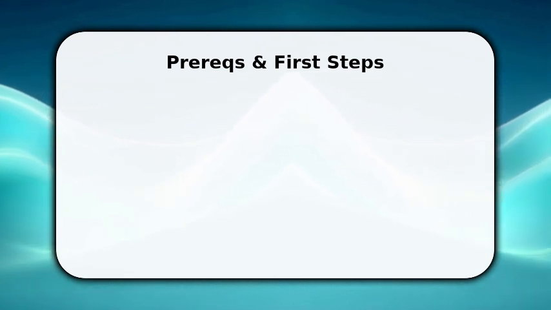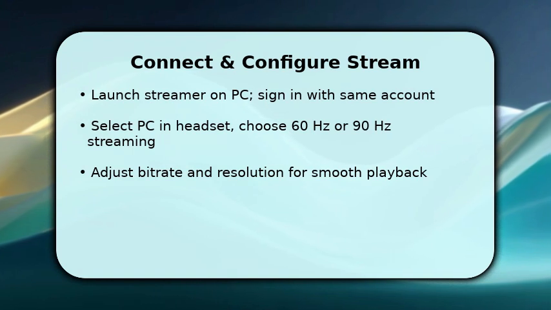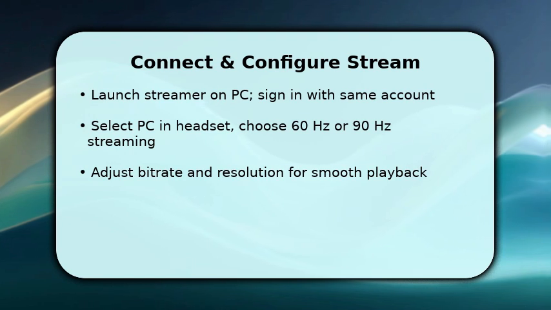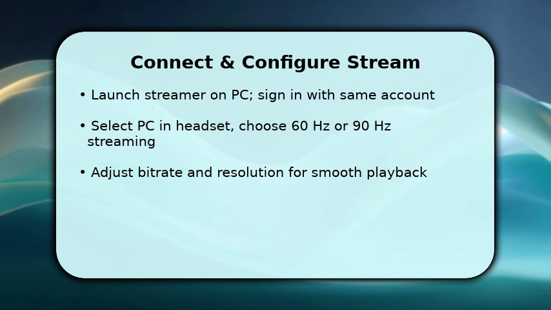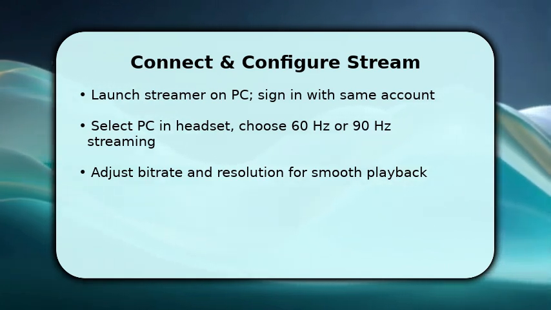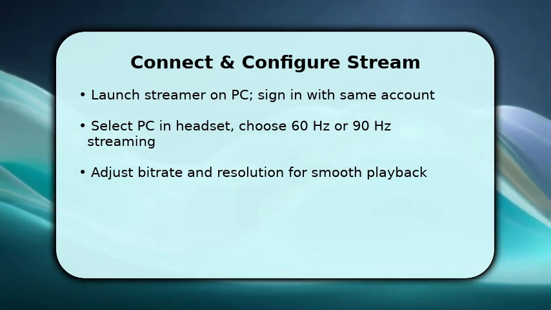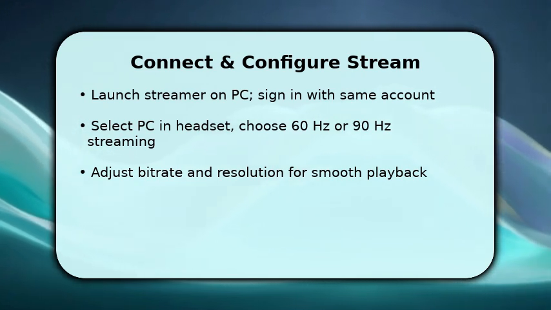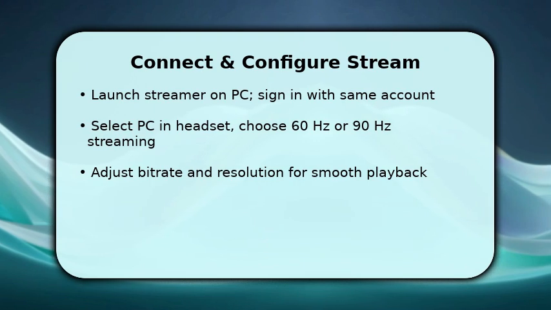Now you connect and tune the stream for performance. On the PC, run the Virtual Desktop streamer and sign into the same Meta account. This creates the secure link to your headset. In the Quest, select your PC tile and choose a refresh rate, 60 Hz for stability, 90 Hz if your network and GPU can handle it. Then adjust bitrate and resolution. Lower bitrate reduces stutter, higher resolution sharpens text. Make small changes, test a 2-3-minute session, and iterate for the best balance.